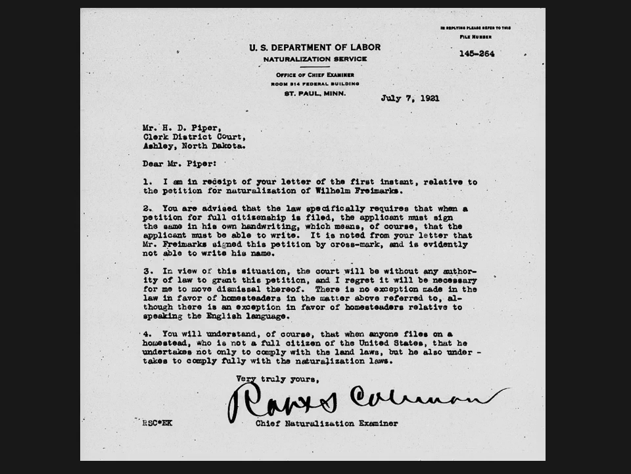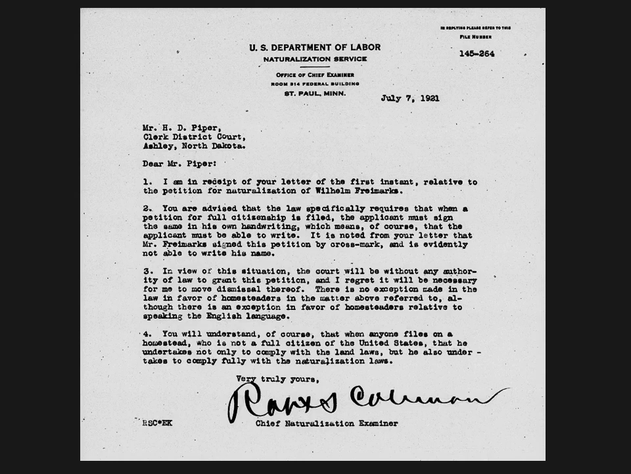Dear Mr. Piper, I am in receipt of your letter of first instant relative to the petition for naturalization of Wilhelm Freemarks. You advise that the law specifically requires that when a petition for full citizenship is filed, the applicant must sign the same in his own handwriting, which means, of course, that the applicant must be able to write.